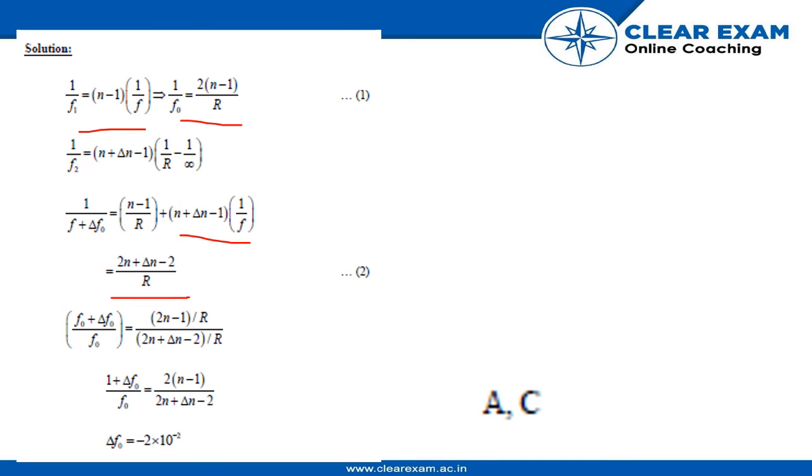Therefore, when we solve this, we get (f0 plus delta f0) upon f0 equals (2(n minus 1) upon r) divided by ((2n plus delta n minus 2) divided by r). So 1 plus delta f0 by f0 equals 2(n minus 1) upon (2n plus delta n minus 2), which implies delta f0 equals minus 2 into 10 to the power minus 2. Therefore, the correct options are option A and option C.